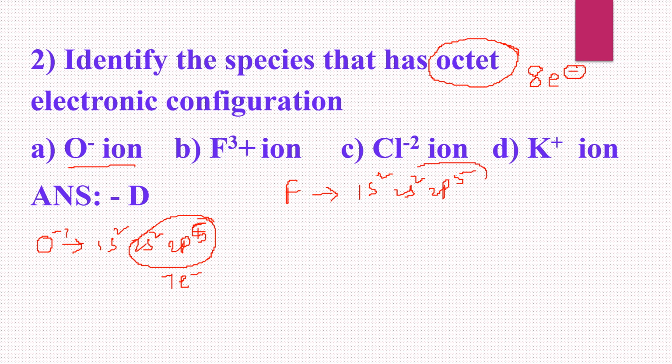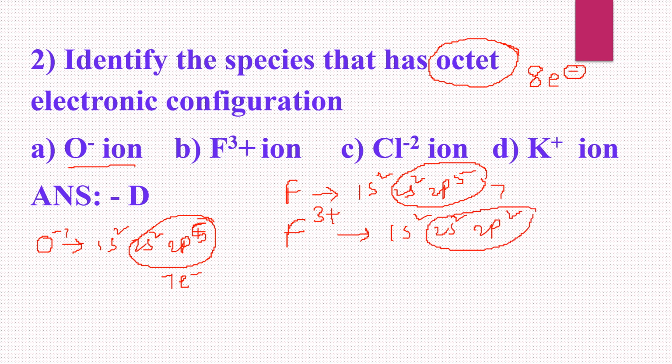It contains how many electrons? It contains 7 electrons, but what is given is F3 plus. What do you mean by 3 plus? You have to remove 3 electrons from that: 1s2, 2s2, then 2p2. Now you tell me, the valence shell contains how many electrons? 4 electrons. So it does not obey octet electronic configuration.